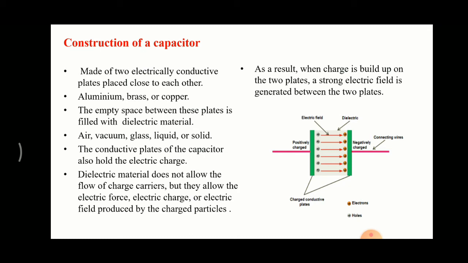As a result, when charge is built up on these two plates, a strong electric field is generated between them. From this figure we can see that on one plate there are positive charges, and on the other plate there are negative charges. Because of this charge buildup on the two plates, a strong electric field is generated between them. Now, the working of a capacitor.